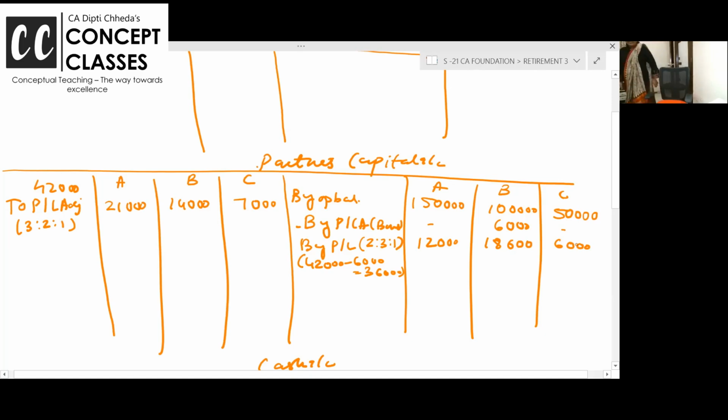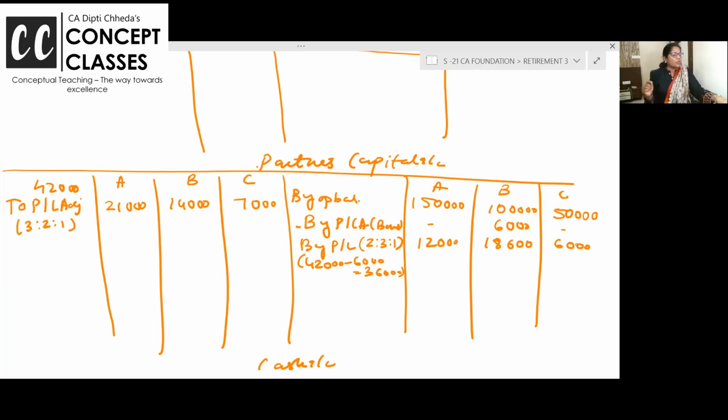Yes. Shall I re-explain again? See, 42,000 profit, you have already given in the old ratio, 3:2:1, you got it back. Out of that, 6,000 you paid bonus to B. And after that, remaining 36,000, now you want to give it in the new ratio, 2:3:1. Ma'am, why did they do this? The reason they did this is because they want to give the profit in the new ratio.